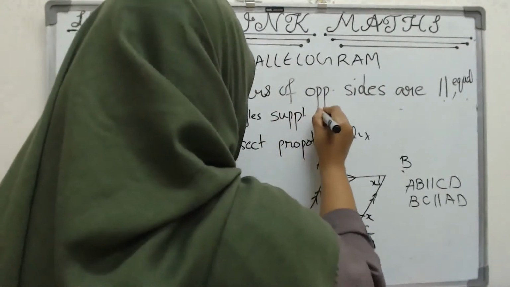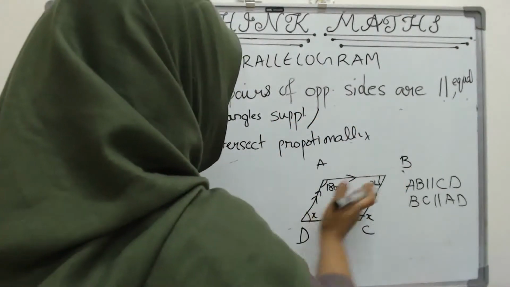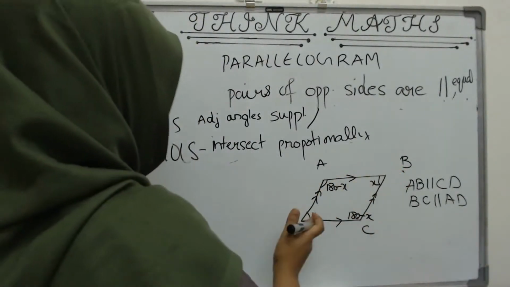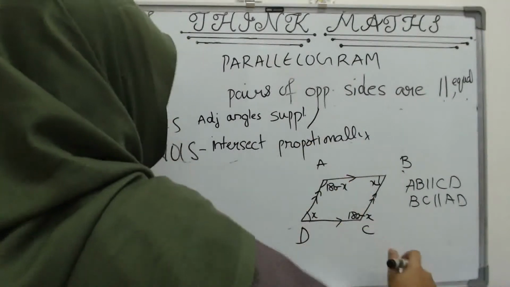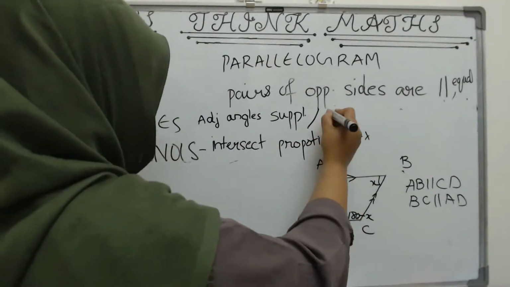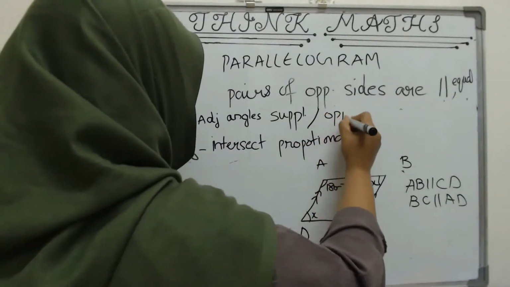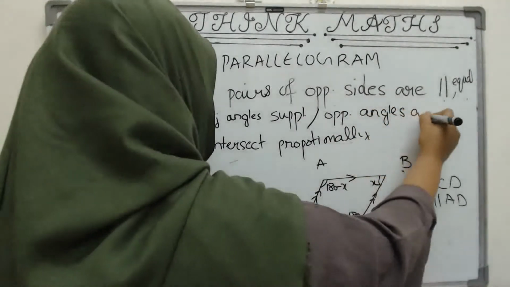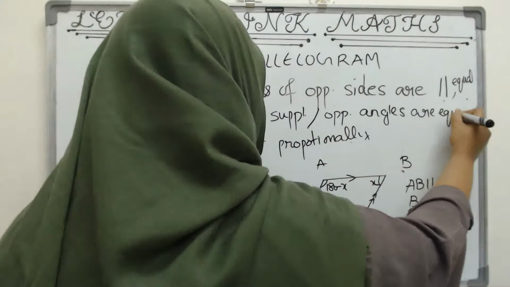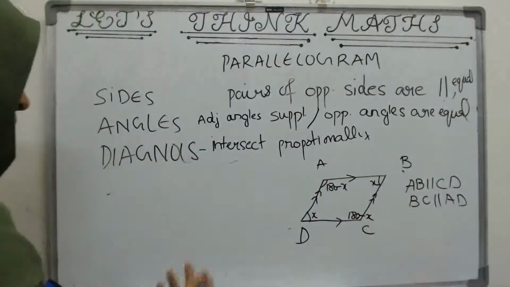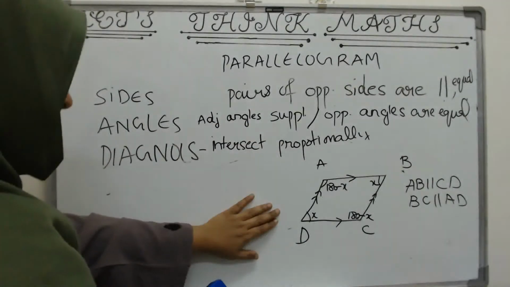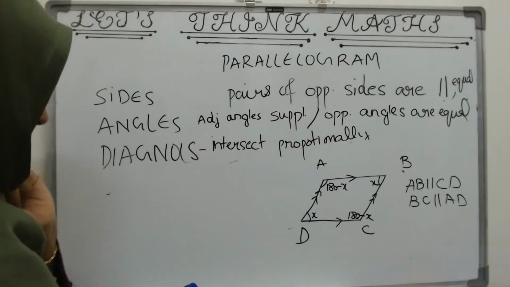Then, did you notice one thing? Look at the opposite angles, x and x. That means x and x are equal. 180 minus x, 180 minus x, which means opposite angles are equal. So what do you have here? You have that the adjacent angles are supplementary and the opposite angles are equal.